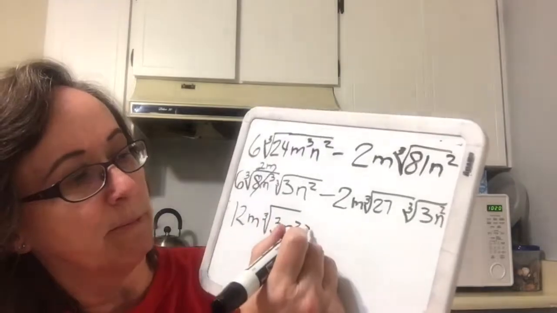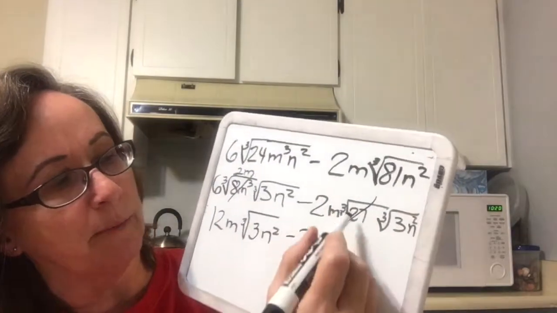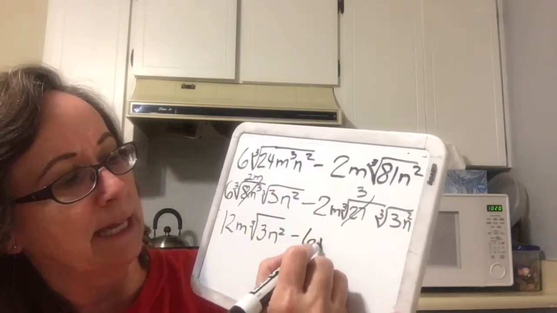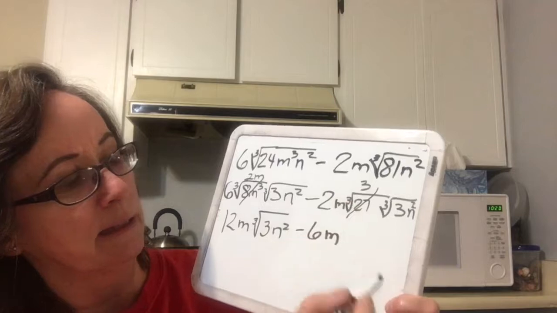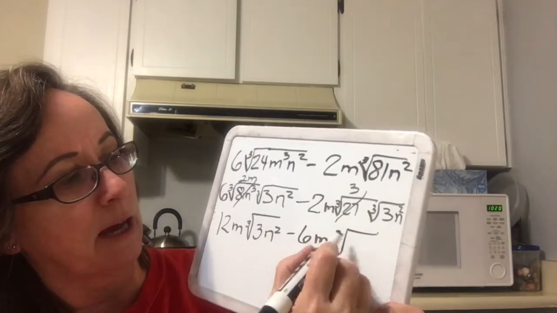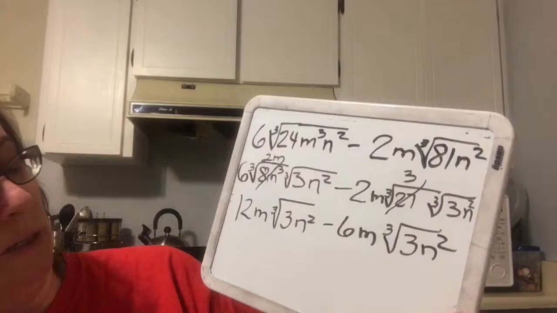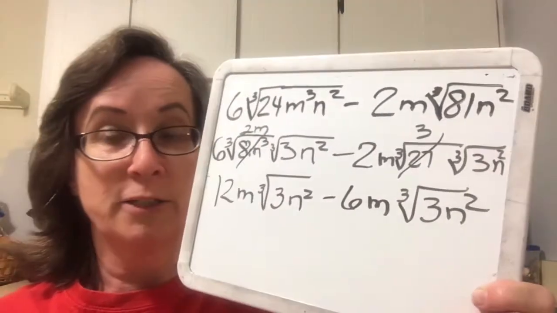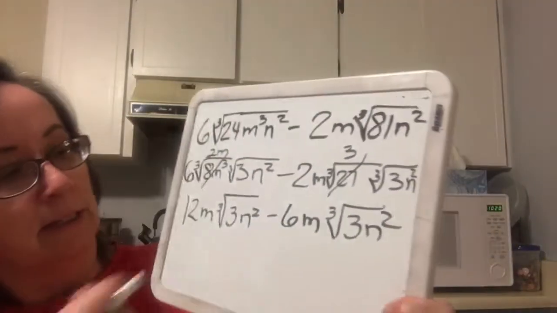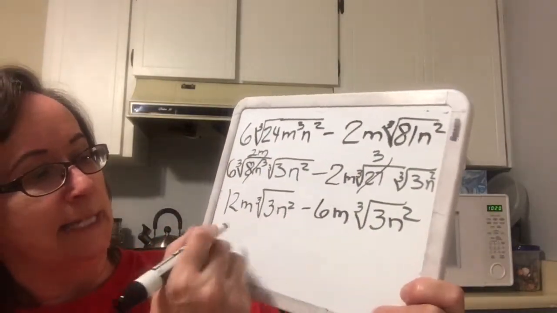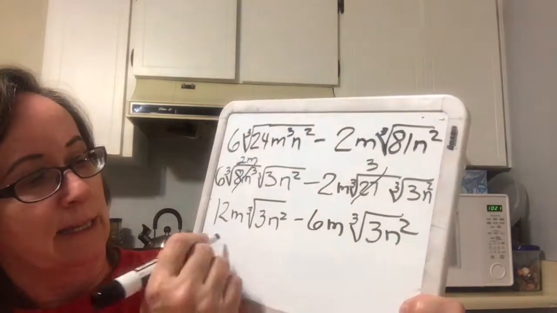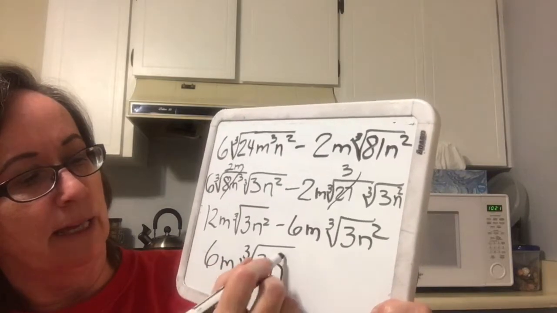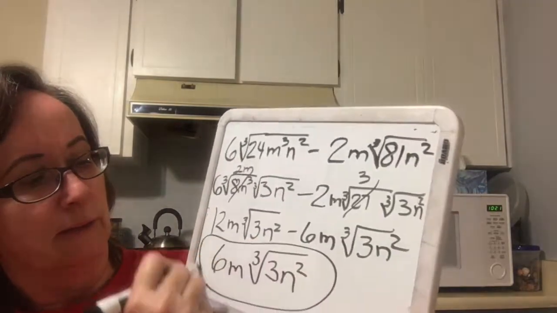All right, so minus 2n. Now this is going to become a cubic root of 27 is 3. So that's going to be minus 6m, because I'm multiplying. And then the cubic root of 3n squared. So they both have an m, and they both have a cubic root of 3n squared. So we can indeed add them together, and we will get 12 minus 6, or 6m cubic root of 3n squared. Final answer.